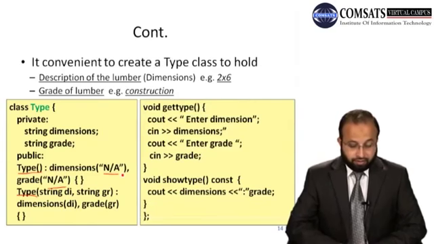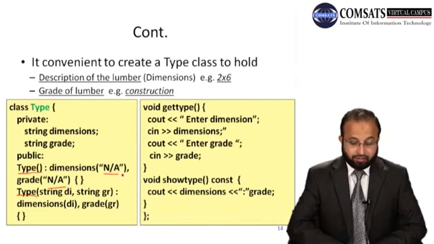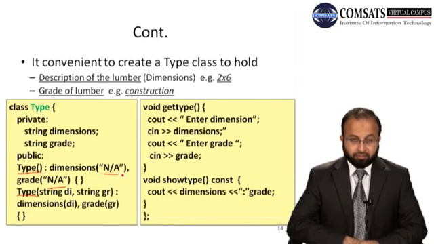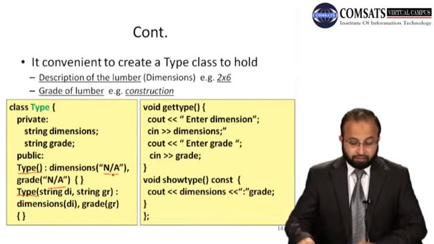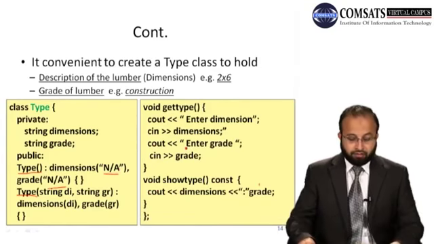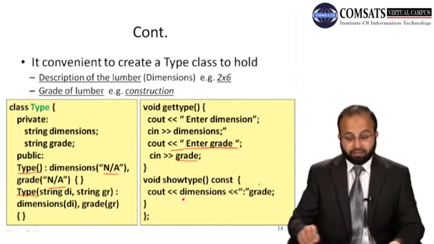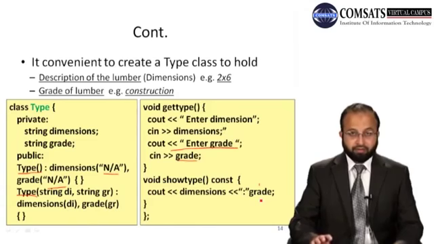Then these are the other member functions, get type and show type. Get type is to get things from the user: the program displays the message enter dimensions, and you input dimensions, and then enter grade, and you input the value for the grade, right? So this is the get type function. And show type will display the dimension colon grade on the screen, right? So that is all about the type class.